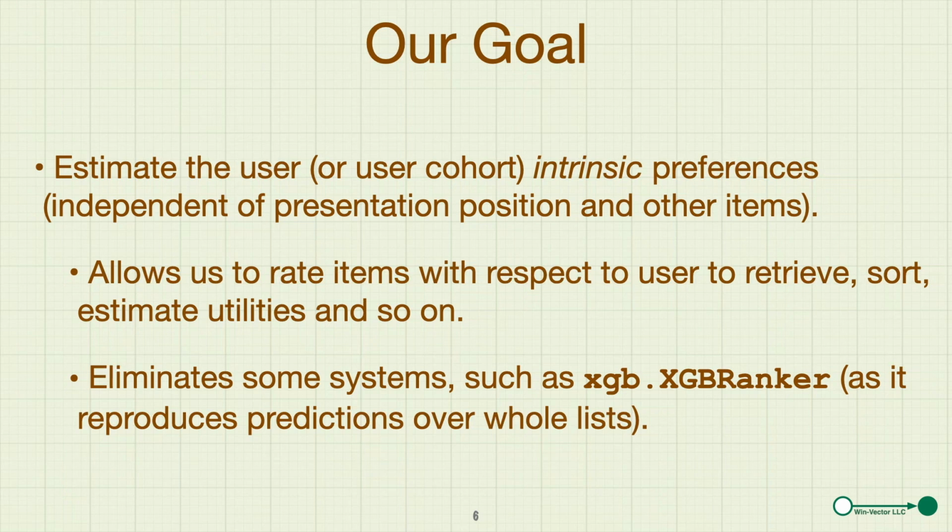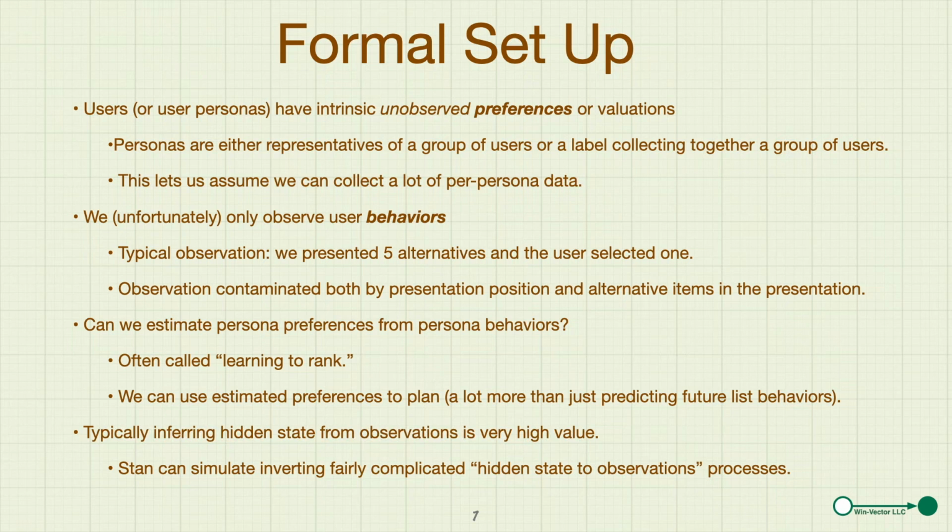This goal of measuring intrinsic preference eliminates some rank systems such as XGB Ranker because its API is given a panel of wines presented, it will then repredict which ones picked without showing its internal structures. So we want to basically specify an imaginary system where the user forms internal preferences of wines and then externally observably picks the wine.